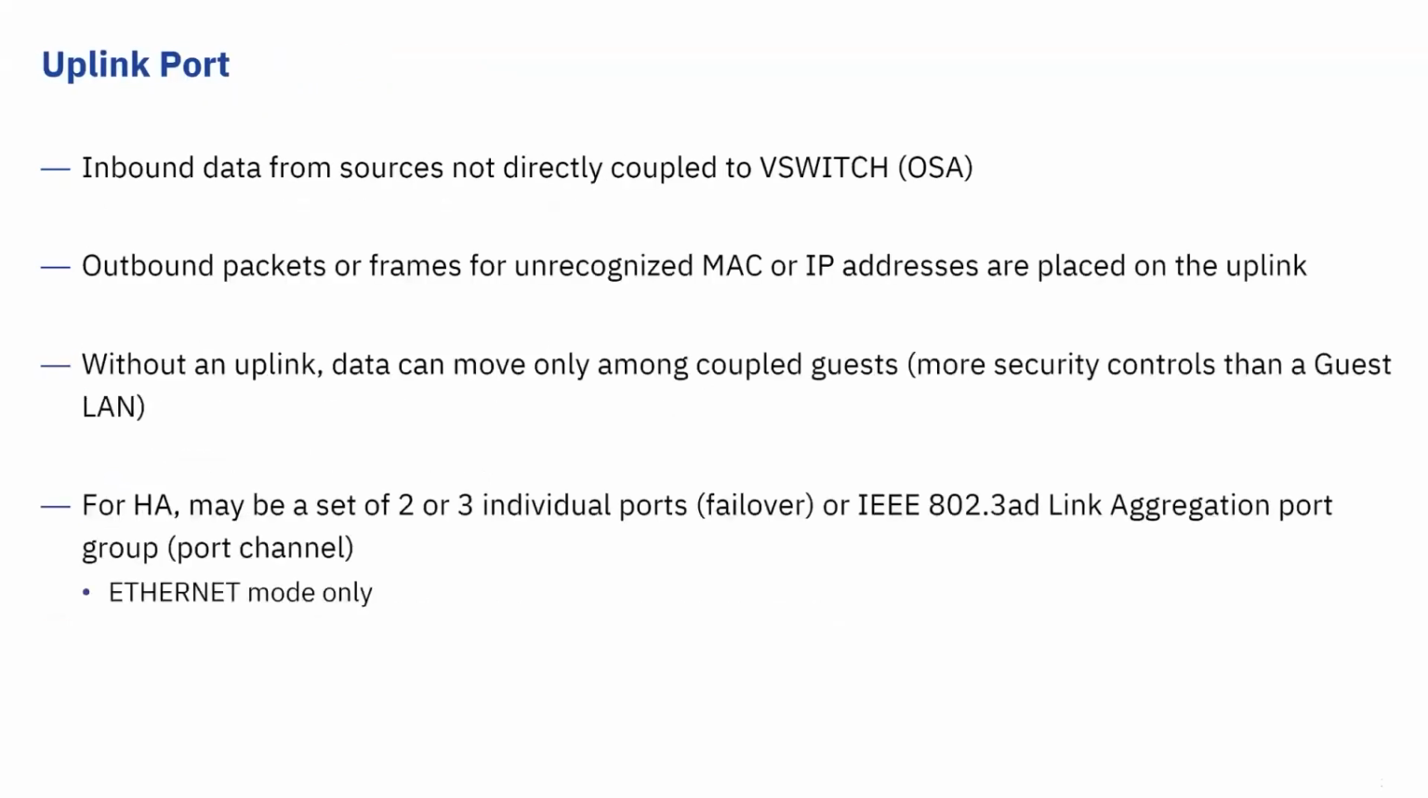The uplink port in the vSwitch is responsible for getting data from the network into the vSwitch and for getting data outbound. If the vSwitch doesn't recognize the destination, it's going to send it out to the uplink port. Now, if there's no uplink, data can only move among the guests. That's fine if you want to test second-level systems and don't want to give them access to the physical network; you can use a virtual switch without an uplink port. When it operates that way, it operates like what we call a guest LAN, a more primitive version of the vSwitch, but it's got better security controls.